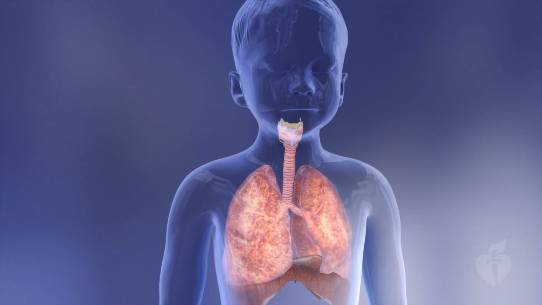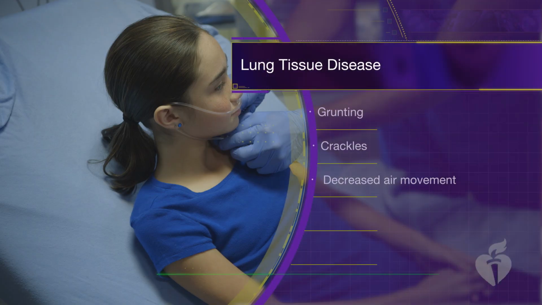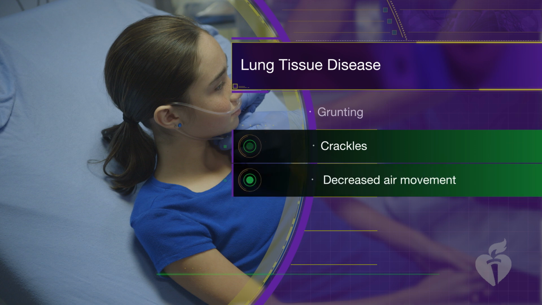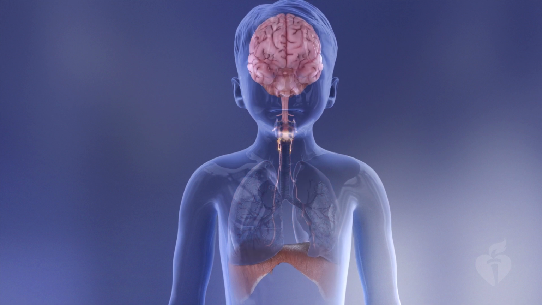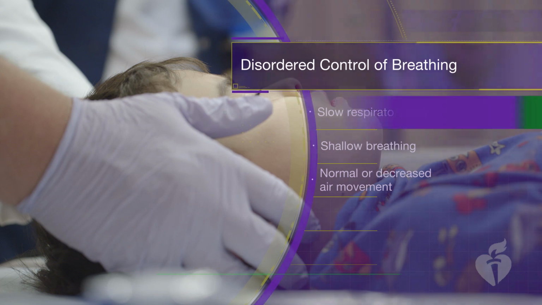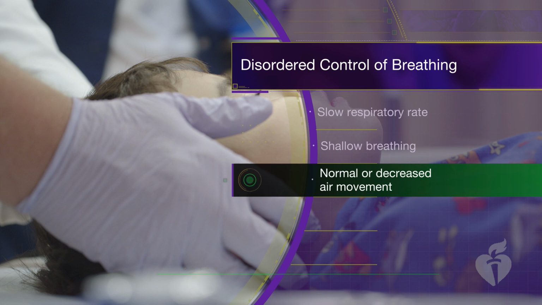A child with lung tissue disease, such as pneumonia, demonstrates increased respiratory rate and effort that may include grunting. Crackles and decreased air movement may be present. A child with disordered control of breathing, such as a child with brain injury or drug overdose, may have an irregular breathing pattern. The respiratory rate is often slow, and breathing may be shallow with inadequate respiratory effort. Air movement may be normal or decreased.